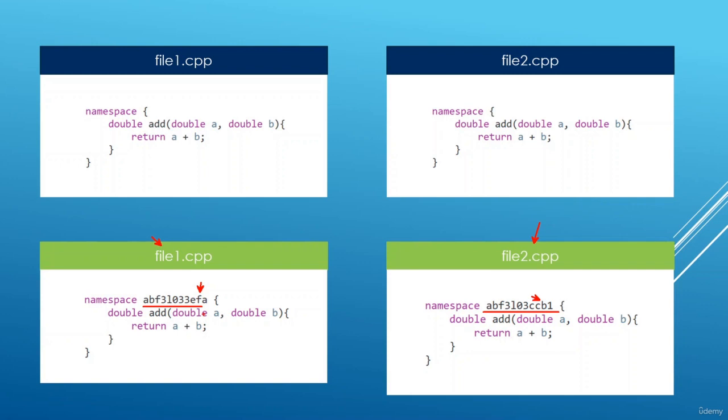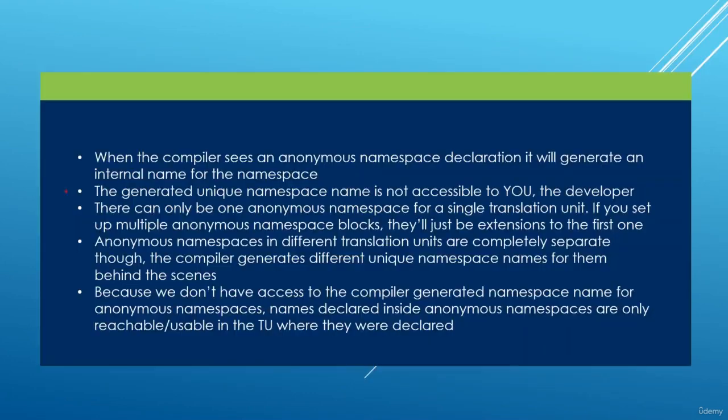A direct consequence of this is that anonymous namespaces can only be used in the translation unit where they are declared. Or to say this in other words, things you declare in an anonymous namespace are only going to be usable in the translation unit where they were declared. You should really note this. We're going to see an example of this in a minute when we hit Visual Studio Code, but you should really keep this clear in your mind. Okay, the generated unique namespace name is not accessible to you, the developer, so you can't use that name. It is for use by the compiler.